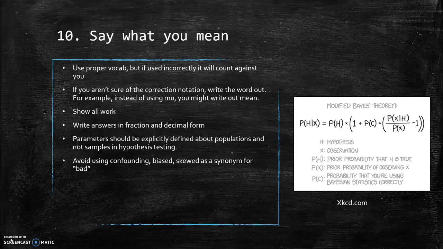It's actually recommended not to even use the term confounding or lurking variables at all. Many students will confuse these two terms or use them incorrectly, and your score will be reduced if you use vocab terms incorrectly. So these are just a couple of examples of that.